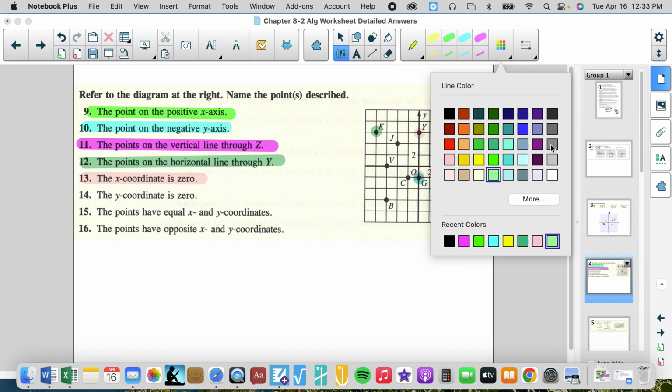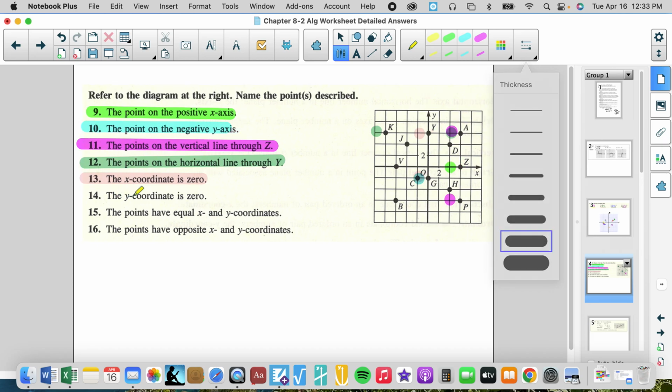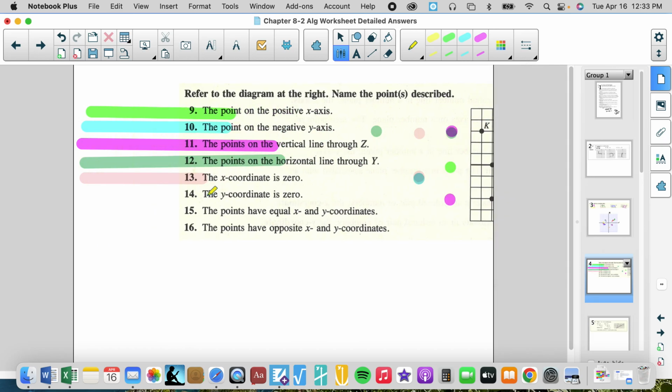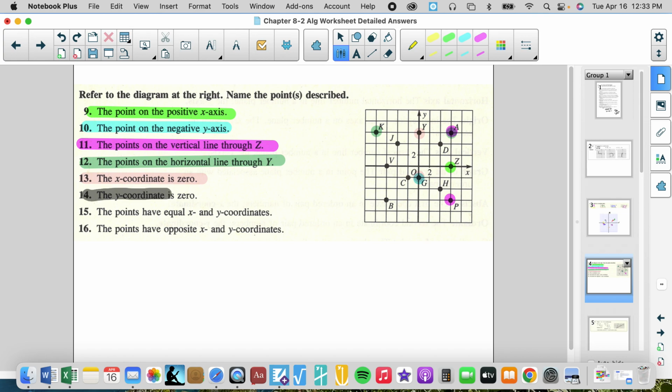Let's do steel again. The Y coordinate is 0, so that would be Z and V.